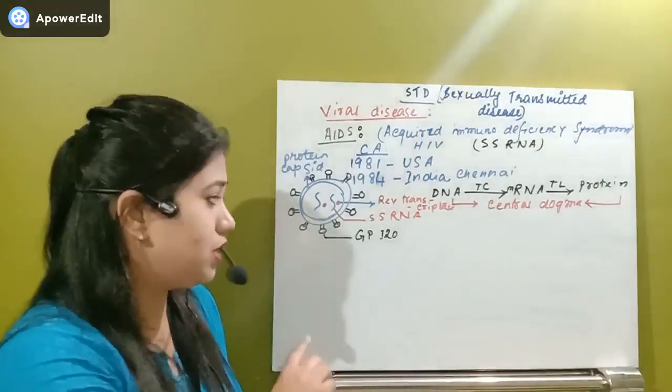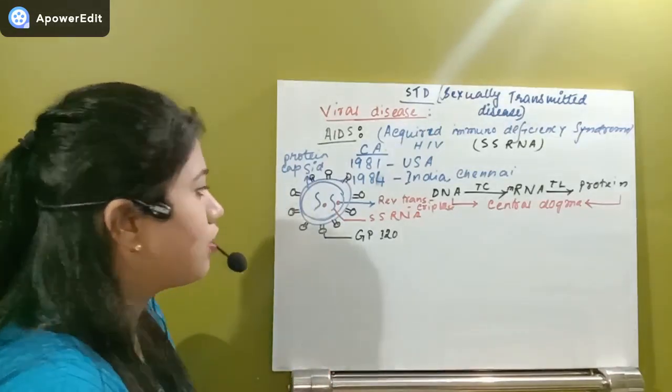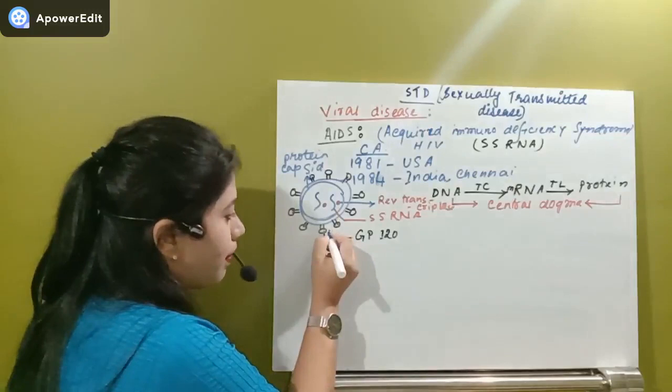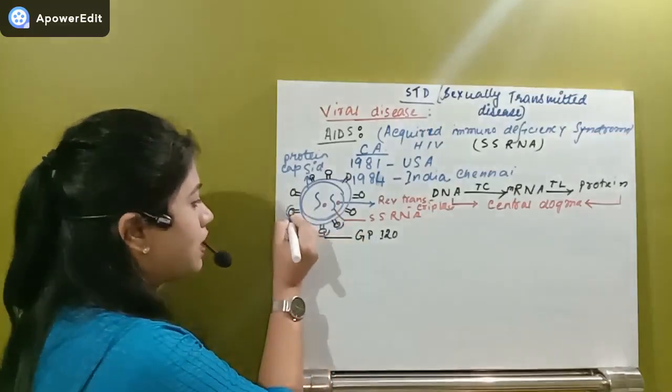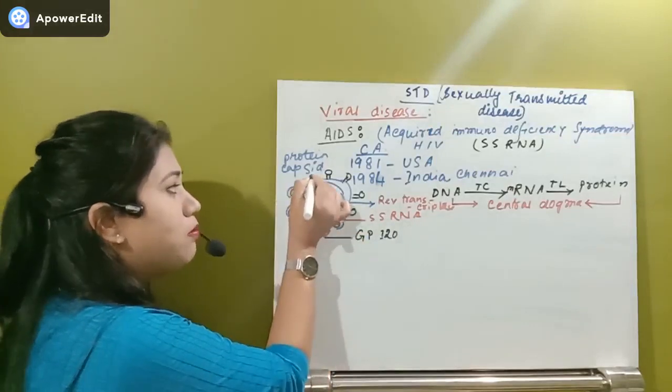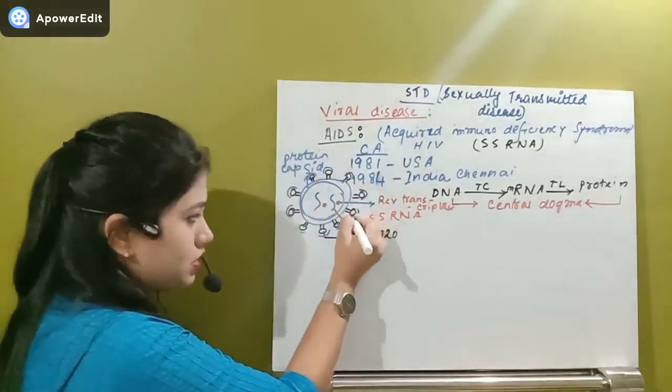Then why is it not possible that our body can produce antibody? Because this GP120, which is an antigenic site, is covered by one non-antigenic substance. That means it can mimic something that is not an antigen.